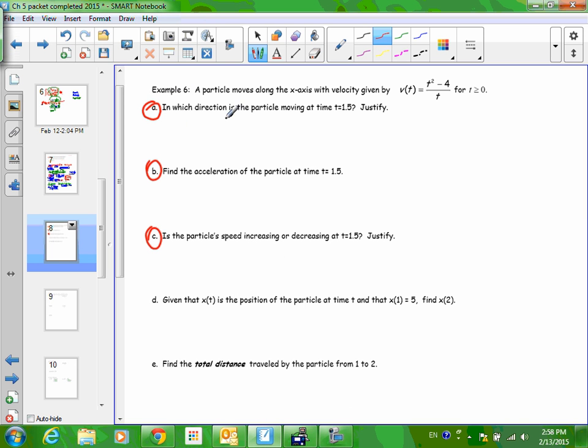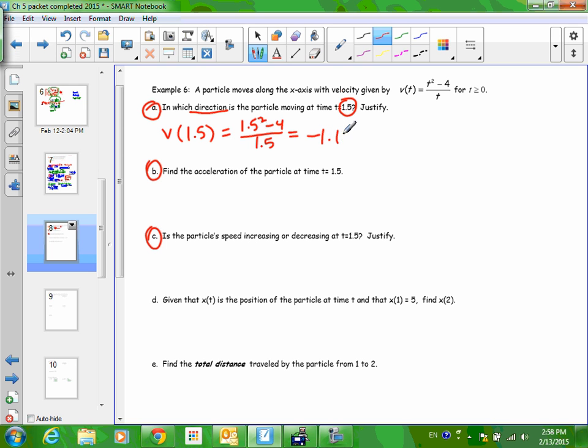Okay, so what did you guys do to figure out the direction in part A? Plug in 1.5 for t into the velocity equation, right? So basically you found v of 1.5, which would be 1.5 squared minus 4. You didn't have to write all this out, but I am, just so everybody knows. And what did you get for that number? Negative 1.5.